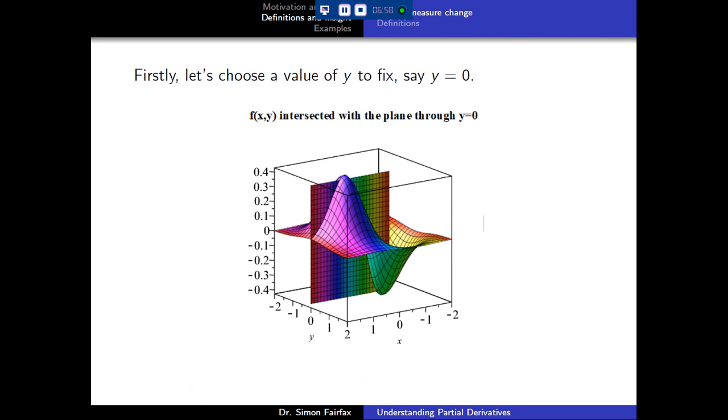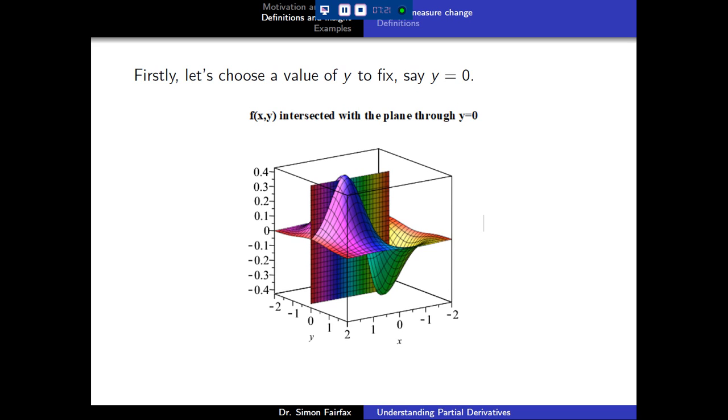So let's pick some value. I'm going to fix my y. I'm going to choose 0. So go to your surface and say, right, I'm going to put y as 0 and I'm going to move in the same direction as the x-axis. Well, it's a little difficult to do looking at the screen.